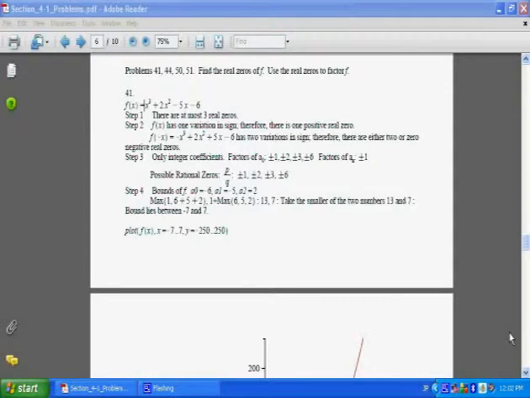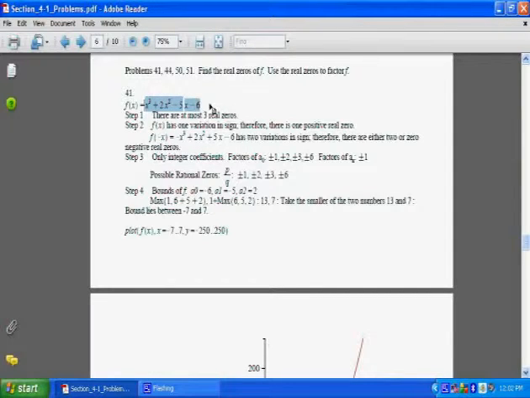All right, so our first function is problem 41, x cubed plus 2x squared minus 5x minus 6. So for this one, the highest order term is a 3 there, so there are at most going to be 3 zeros in the function. And then you do the variations in sign thing.